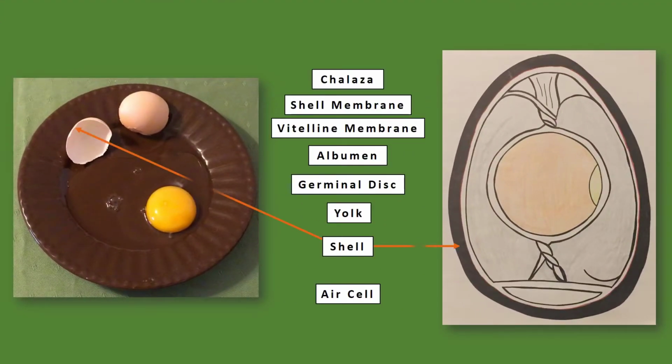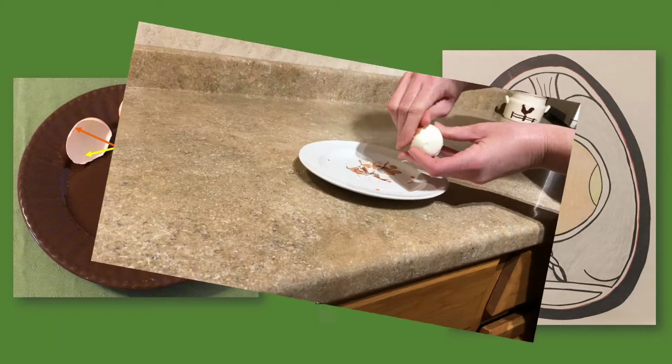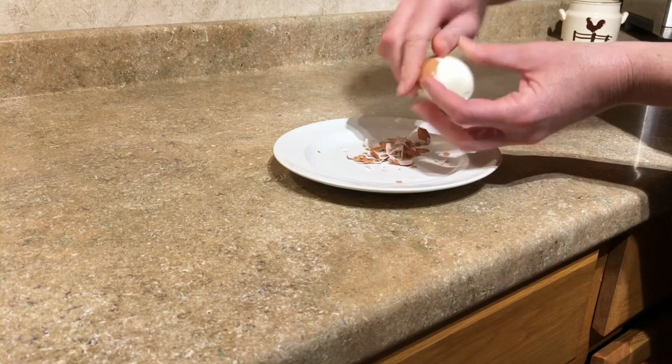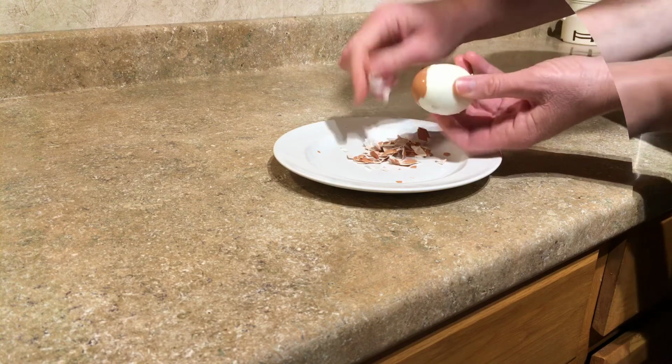The shell is the outer covering consisting mainly of calcium carbonate. It is the first line of defense against bacterial contamination. The second line of defense against bacterial contamination is the shell membrane. The shell membrane is fused to the shell and separates the shell from the liquid portion of the egg. It is also responsible for making hard-boiled eggs hard to peel.